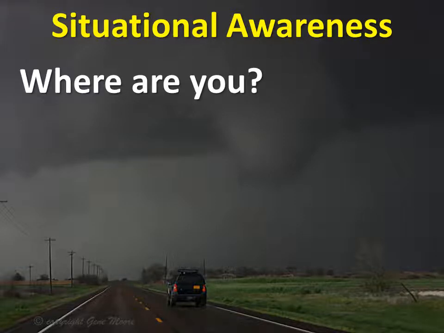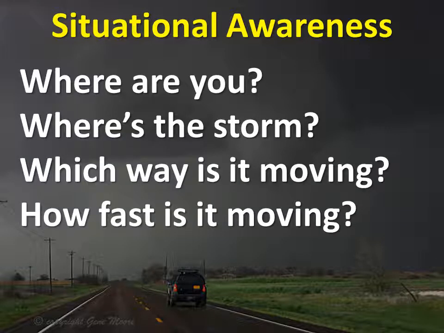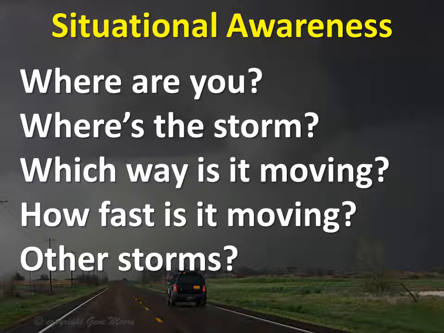Knowing your current location is critical. It may sound silly, but it's possible to lose track of your exact location, even in familiar areas. You have to have the most current data possible to know where the storm is, which way it's moving, and how fast it's moving. And it's also critical to know about other storms in the immediate area. It's easy to focus on your storm of interest and get caught by surprise when new storms develop.